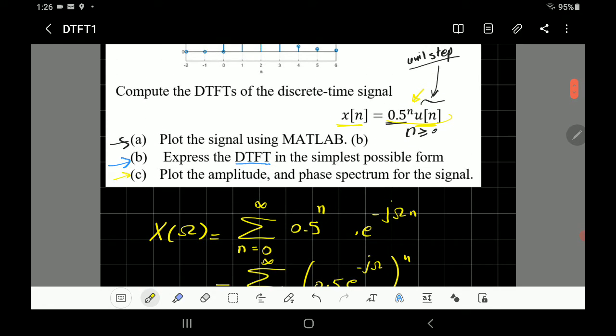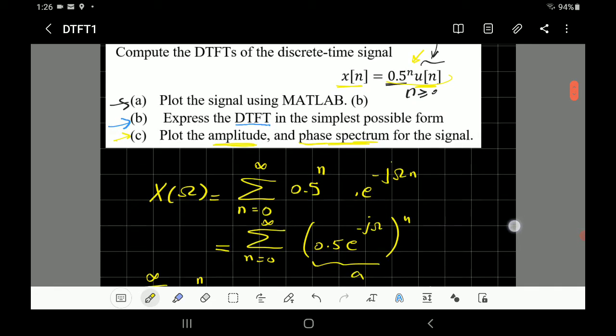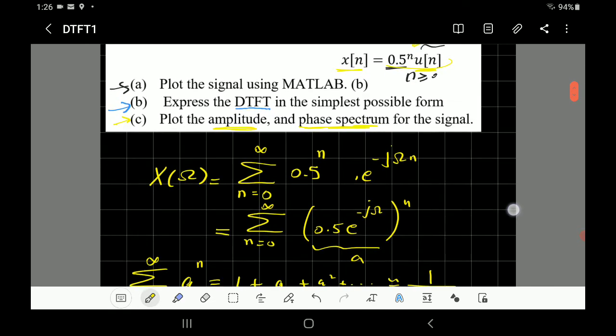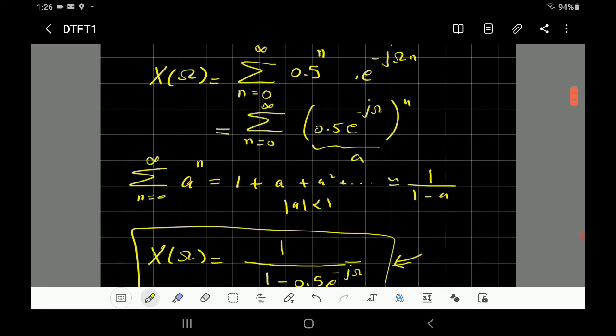Now plot the amplitude and the phase spectrum for the signal, because this is always the objective of any Fourier transform. You want to find the amplitude for each component, and you want to find the phase for each component so you can do the design of your system. Well, how do you do that? I'm going to do it in Matlab. Of course, you can do it by calculation. I will leave it for you to try to do the calculation, and if you have any problem, you can ask me and I can show you how to do that.